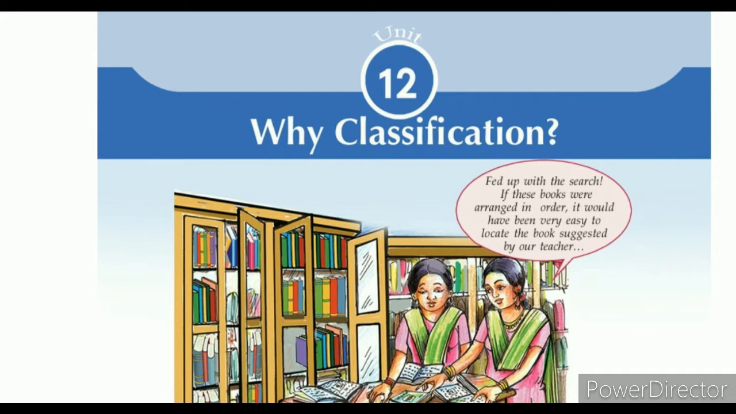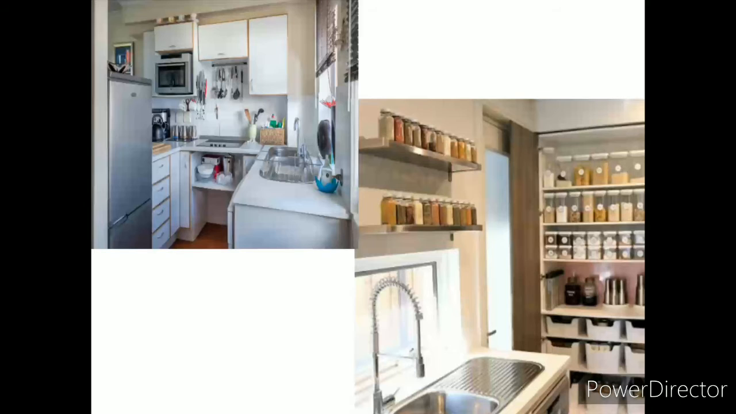Hi students, today we are going to start Unit 12, Classification, of the Basic Science textbook, the biology part of Standard 8. Before starting today's topic, let me show you a picture. So this is the picture, and what does this picture show? Yes, it's a kitchen. And what type of kitchen is this? Yes, it is a well organized kitchen because each and everything is well arranged and well placed.